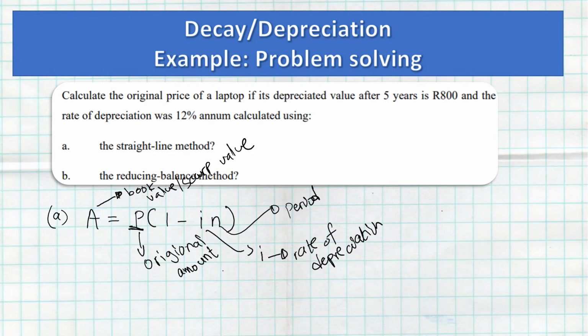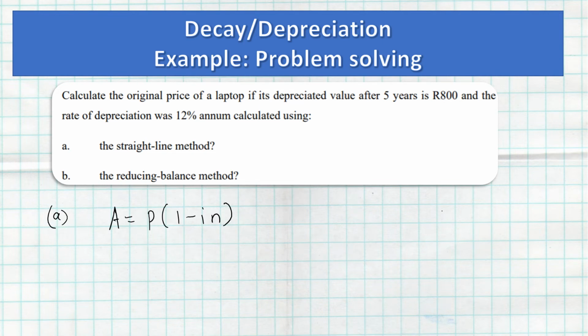Okay, let's just go and answer this question. From the question they want what? The original price. In other words, they want P, right? So you are given that the laptop's depreciated value after 5 years is 800. It means the laptop has reduced to 800. So your A is your book value. That is the amount after depreciation has taken place, and we can see it's 800 there. Then we want our original amount. We want P. 1 minus, what is our I? It is 12%, which is 0.12. After how many years? 5 years. We put 5 there.